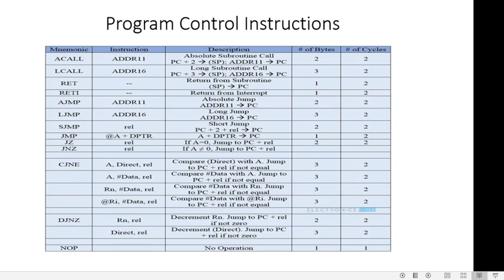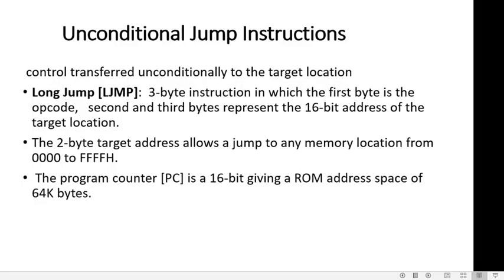with the help of doing some operations on the accumulator or transferring the control from one location to another location. That location may be 11 bit, maybe 16 bit, depending upon the requirements. That's why it is called the program control instructions. Now we will see in detail what the conditional jump instructions and unconditional jump instructions are.